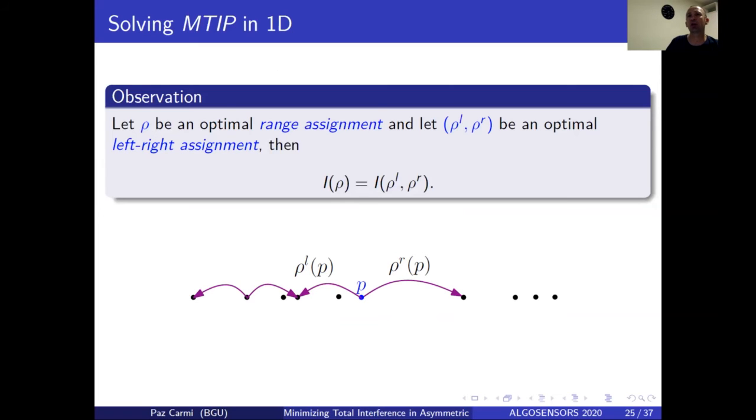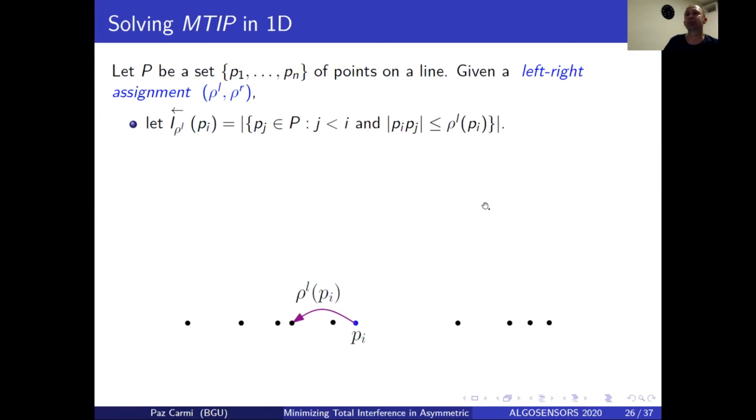So in an observation, let rho be an optimal range assignment, and let rho L and rho R be an optimal left-right assignment. Then clearly, by what we just mentioned, the interference of rho is equal to the interference of the left-right assignment. But just because this is the minimum among all the strongly connected assignments, and here we can just take them to be equal to the assignment of rho. So this did not help us. So we can define something else a little bit.